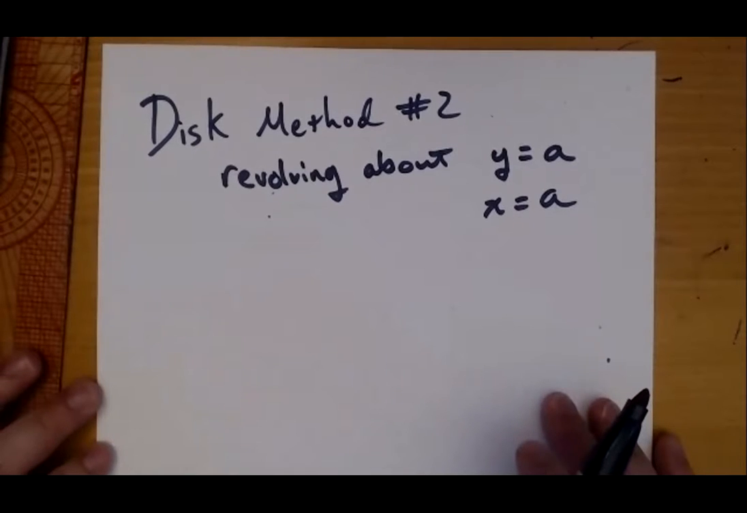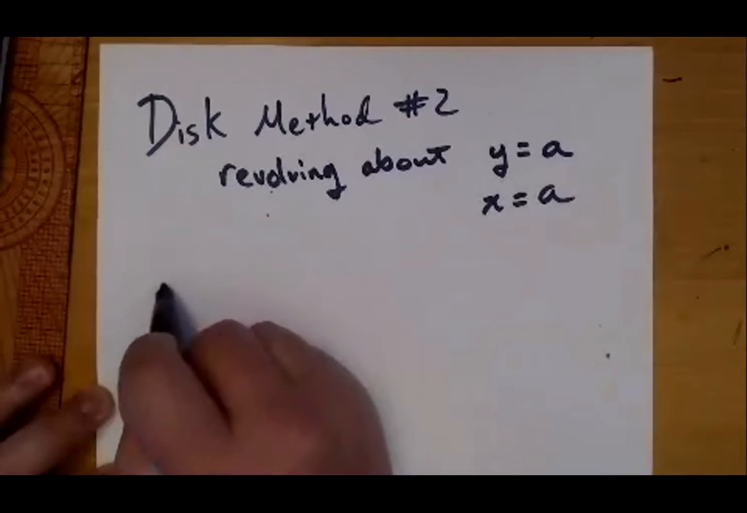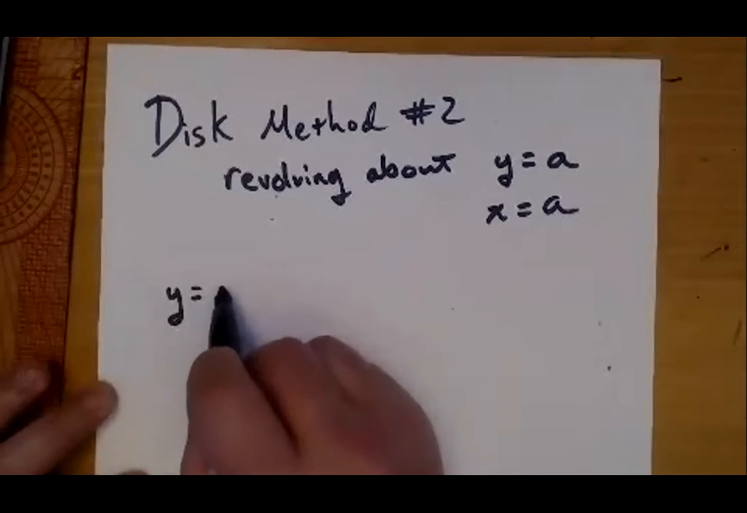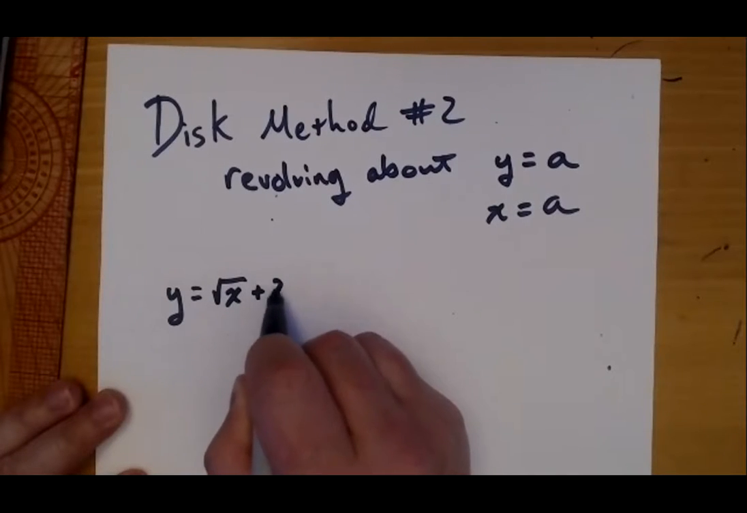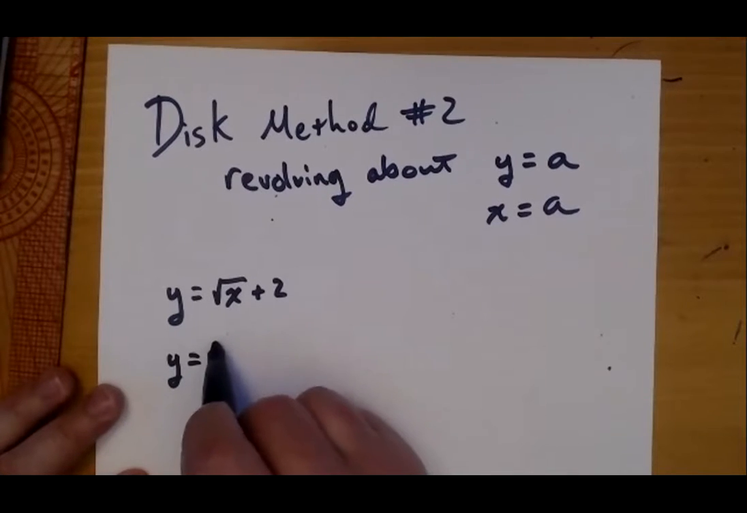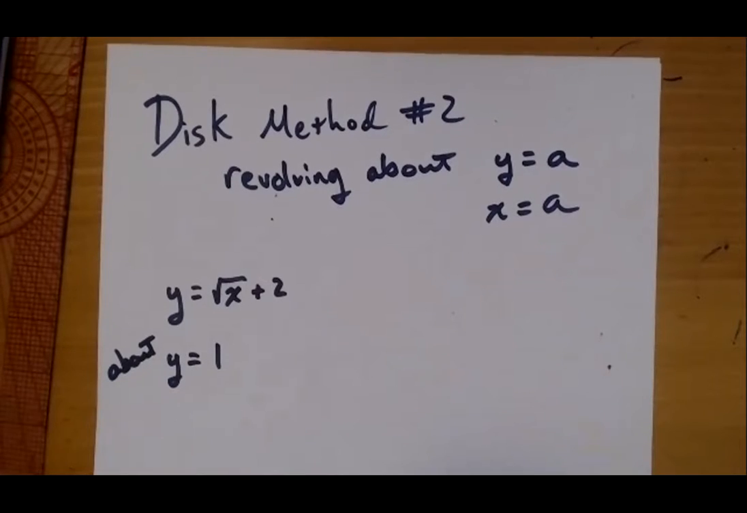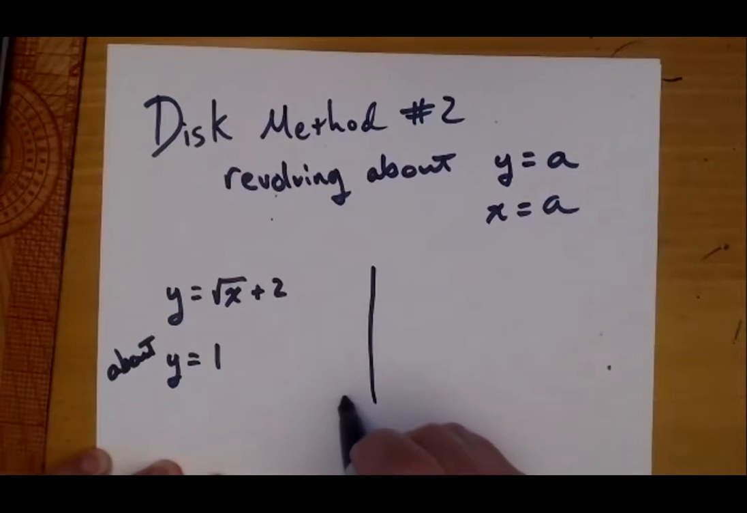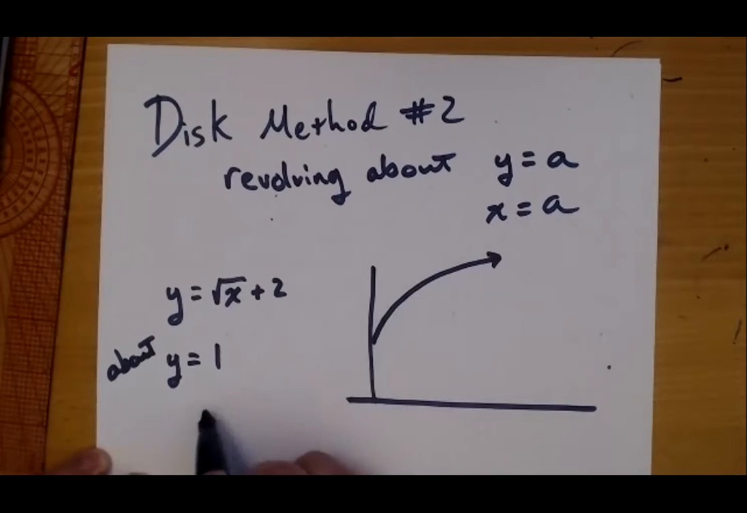So let's say I was revolving y equals the square root of x plus 2 about the line y equals 1. Okay. So if we were to graph that, we're going to go from 0 to 4.